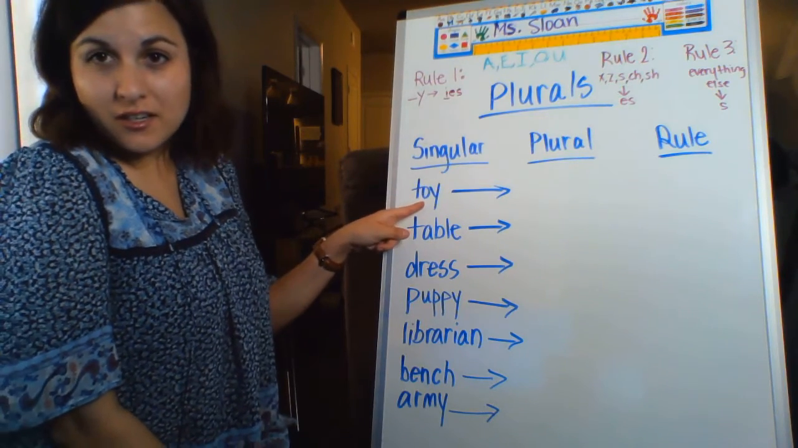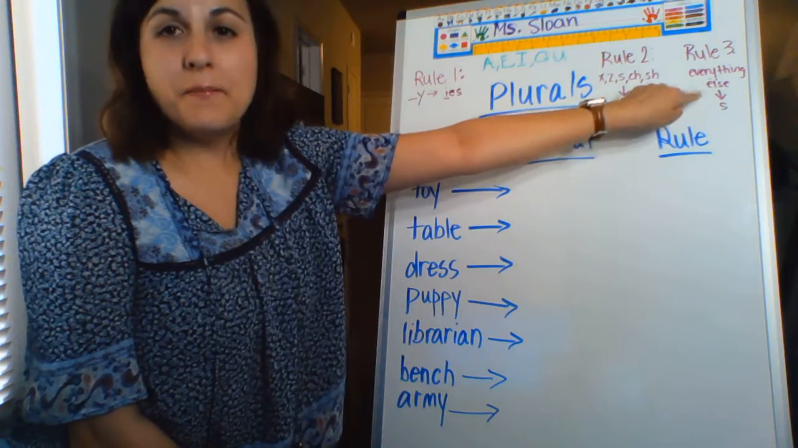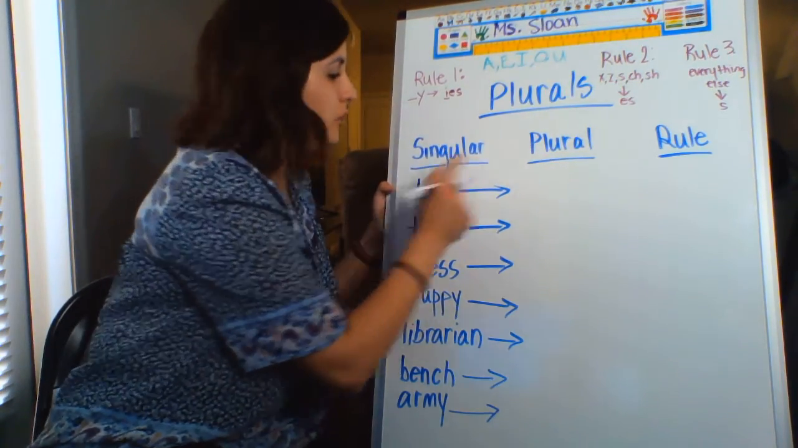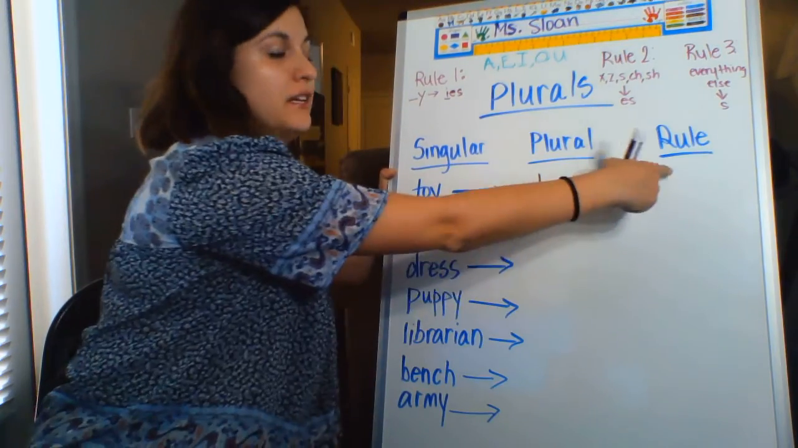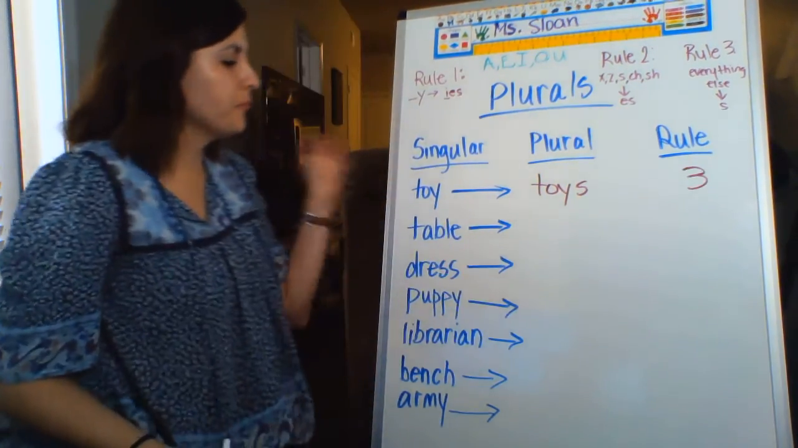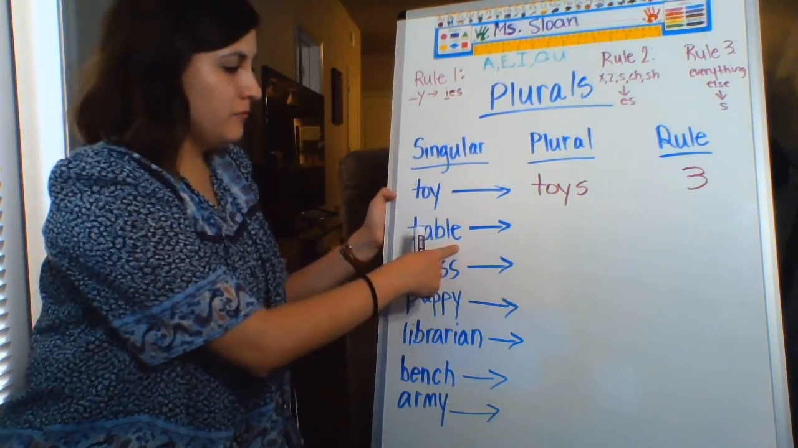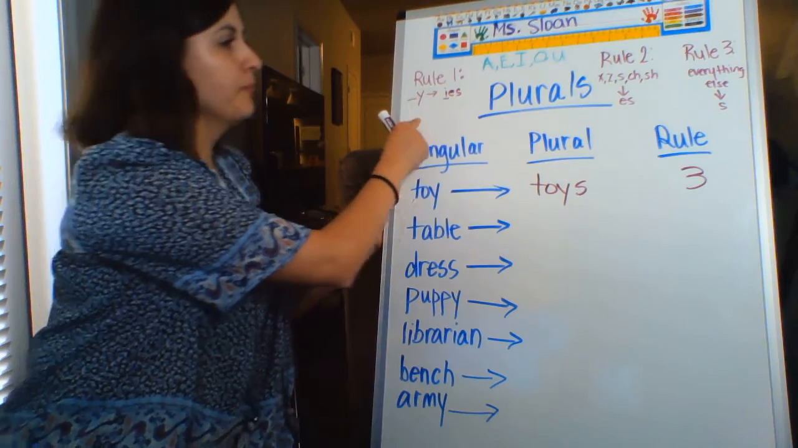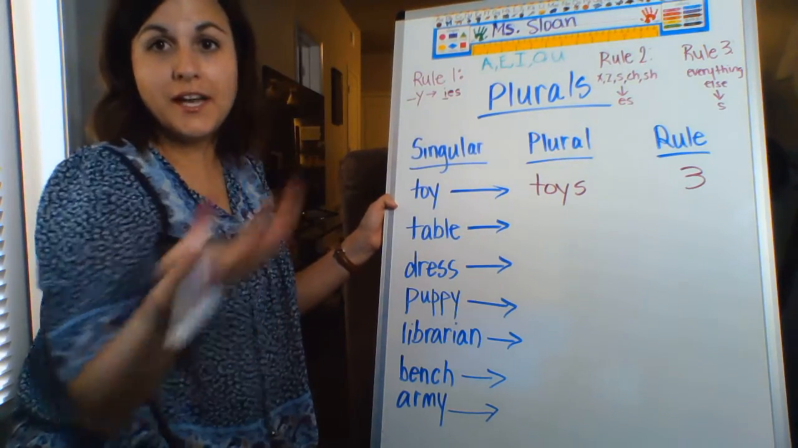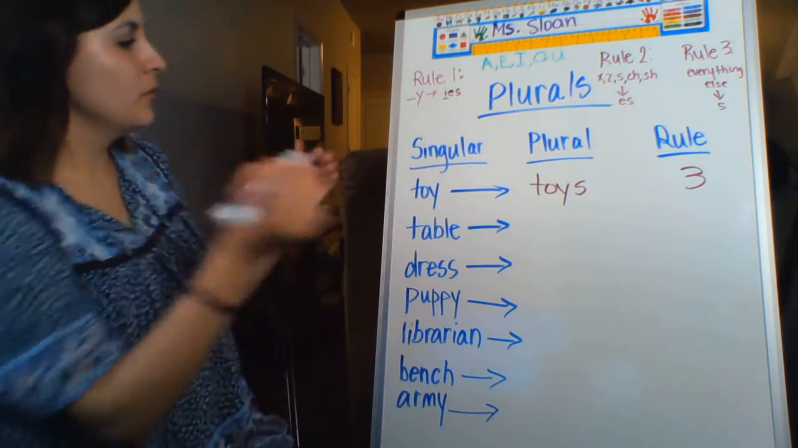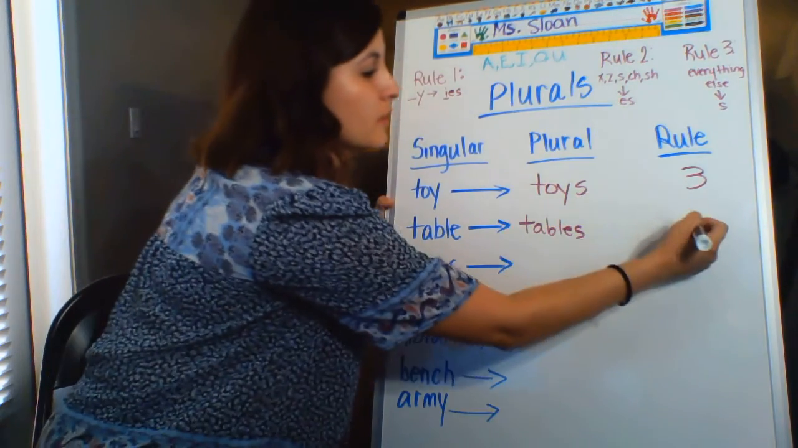So since that's a vowel and it's not a consonant, then it doesn't apply to rule number 1, doesn't apply to rule number 2, which means it must be rule number 3. So toy, rule number 3 says we're just going to add an S. So toy becomes toys. And that was rule number 3. So we'll write 3. Let's look at our next word, table. So table ends in an E. Okay, so it's not going to be rule number 1. It's not any of these letters, so it's not rule number 2, which means it's rule number 3. So we add an S. So table becomes tables, and that's rule number 3.